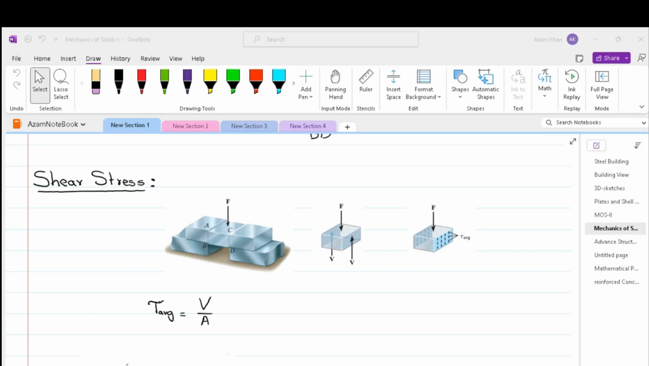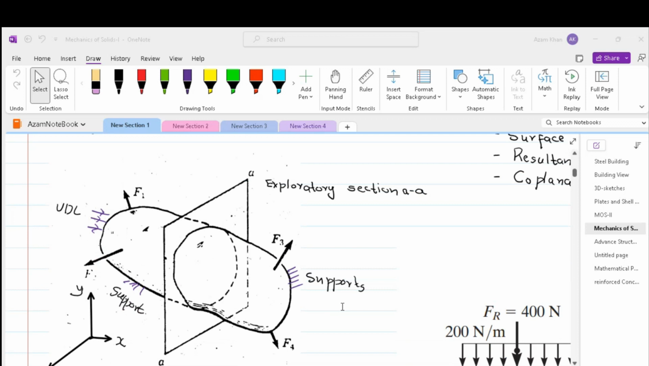In this presentation, we will discuss shear stresses and shear strains. Let us recall what we discussed previously. We took a body which was subjected to a set of loading. The body was supported at different locations.